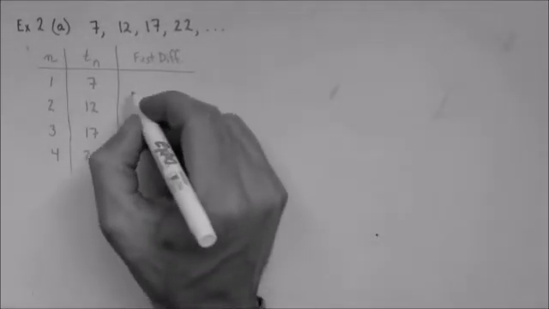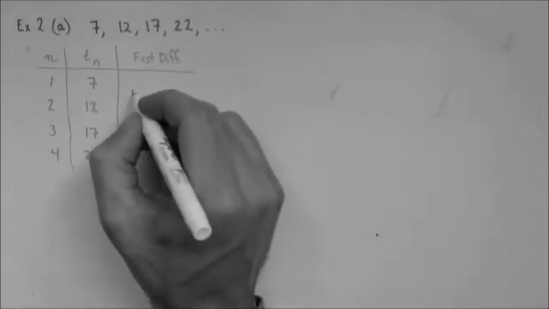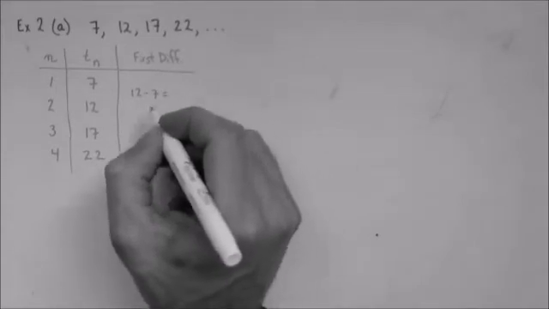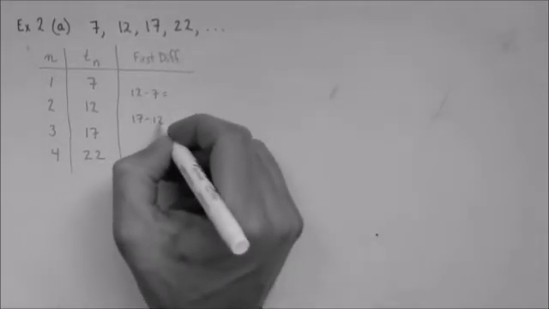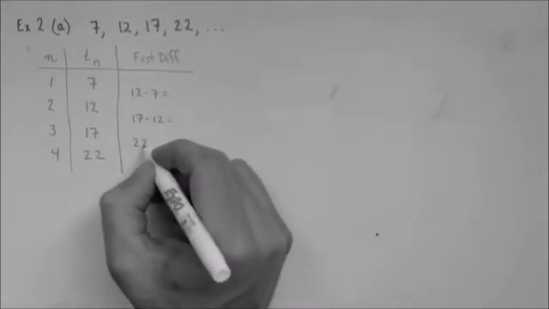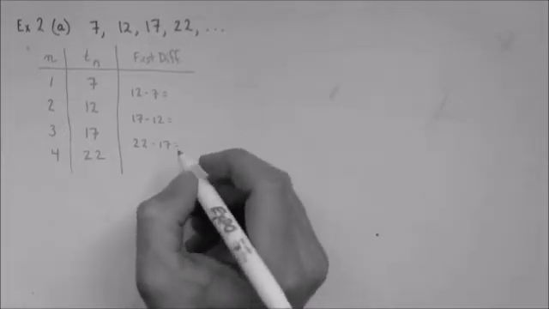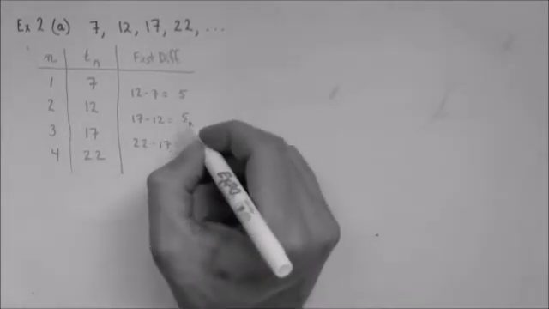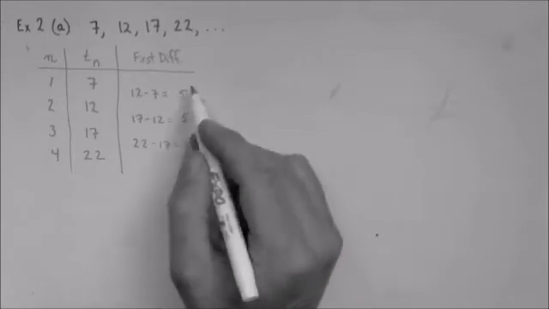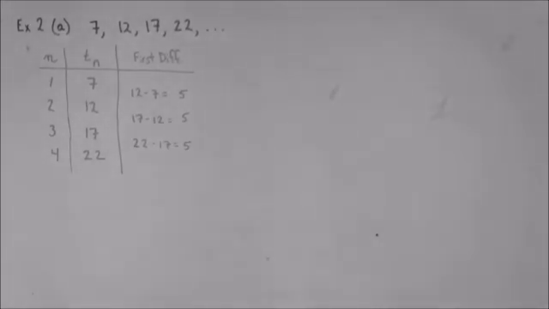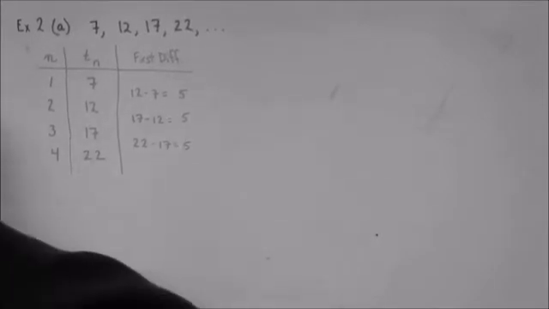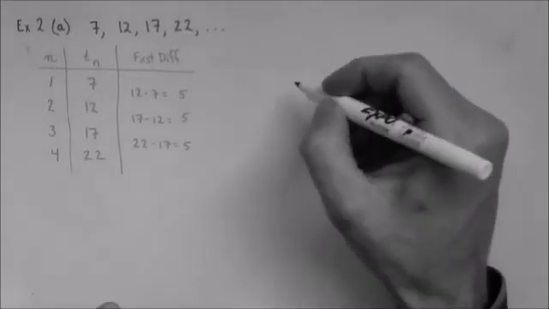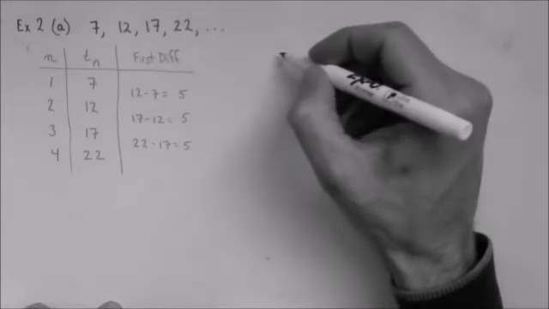And now we're going to calculate the first differences. So we've got 12 take away 7, 17 take away 12, 22 take away 17, and in each case the first difference is 5. If we have a constant first difference, then we know that this graph is going to be linear. Let's go ahead and graph it here. Just a small sketch will be enough.